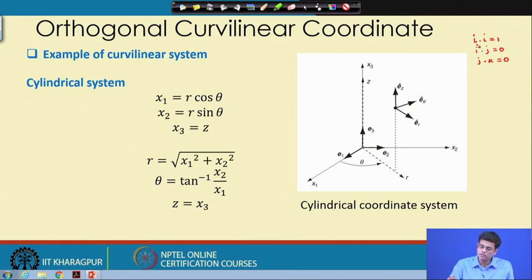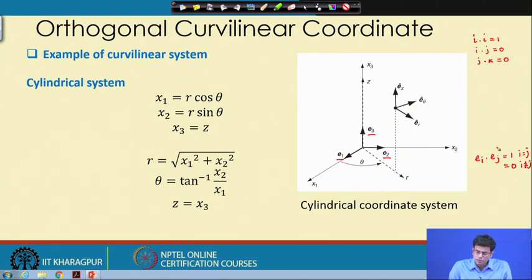Orthonormal means these unit vectors, for instance in this figure shown as E1, E2 and E3, are essentially of magnitude 1. These vectors have magnitude 1, and similar to the definition of the orthogonal system, Ei dot Ej equals 1 if i equals j and equals 0 if i not equals j. This coordinate system we are very familiar with, and this is known as the Cartesian coordinate system.